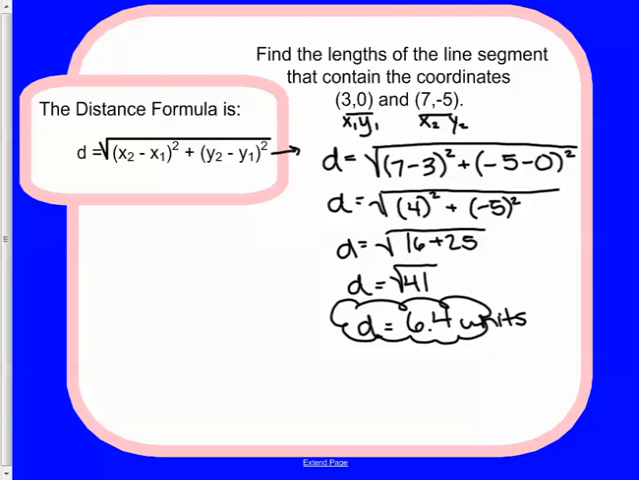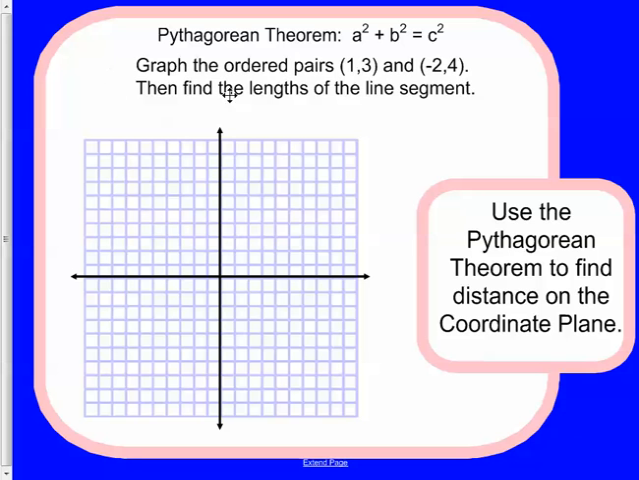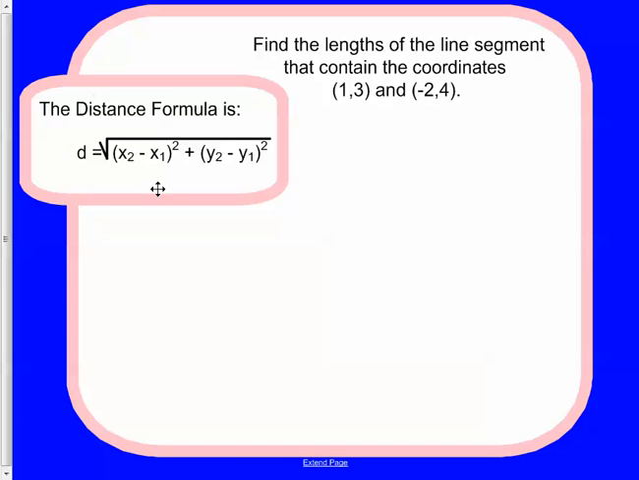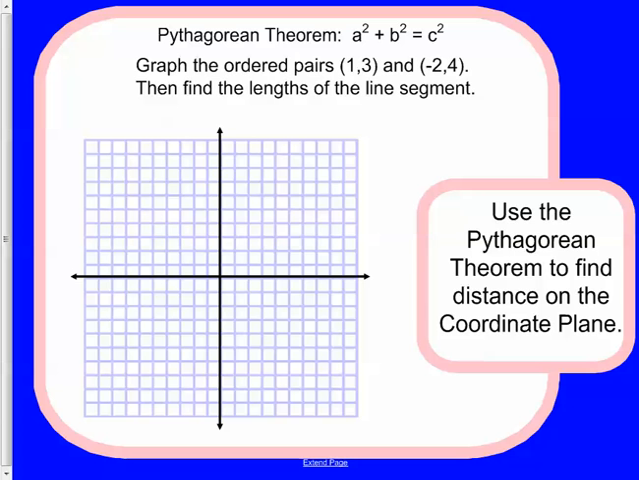Let's try one on our own, okay? So take a second, graph the ordered pairs for me, find your line segments, and use the Pythagorean theorem. Then when you're done with that, I want you to try to use the distance formula as well to reinforce that. So another graphing and then another distance formula, and I'll be back in just a second to show you what I did.